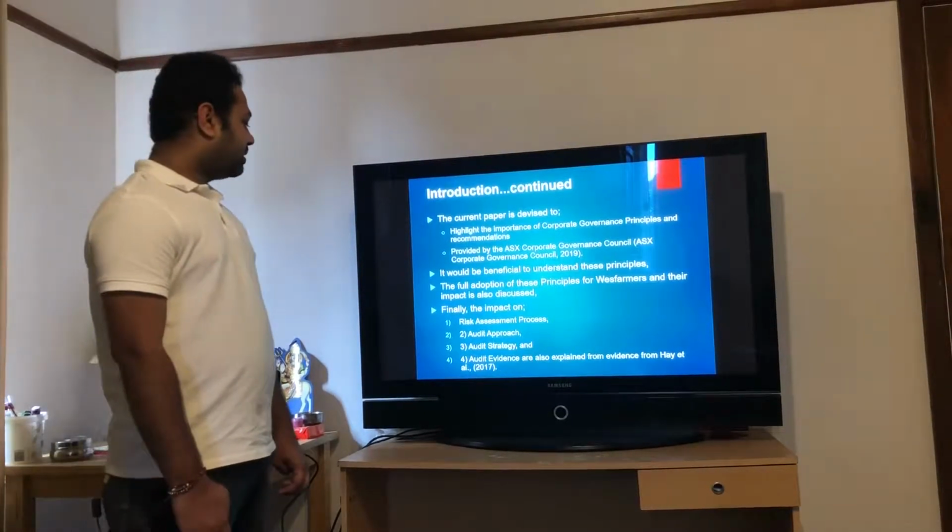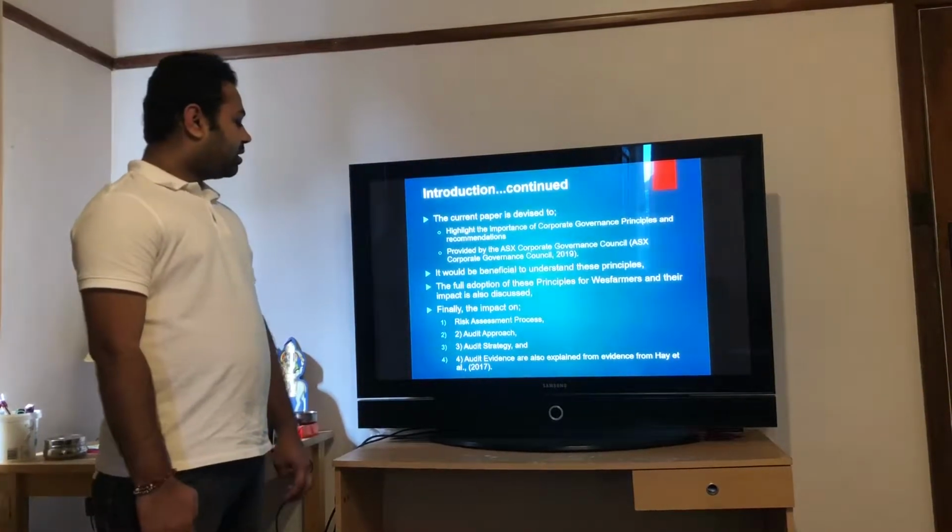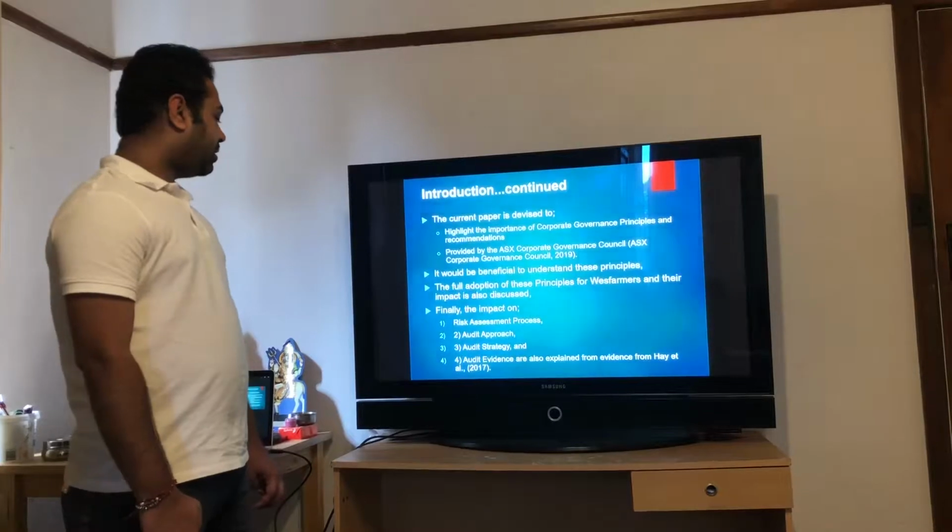Finally, the impact on the risk assessment process, audit approach, audit strategy, and audit evidence are also explained from the evidence from Hay et al.